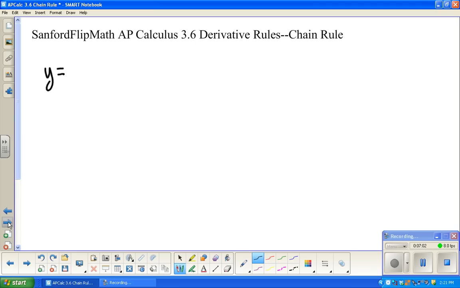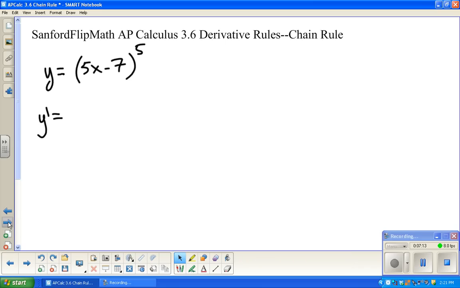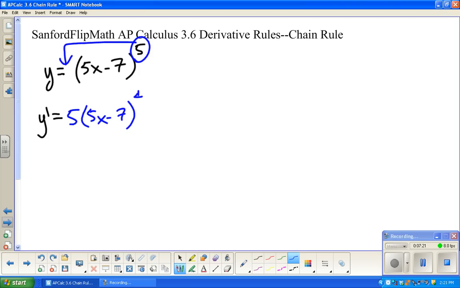So let's do 5x minus 7 to the 5th. So y prime, we're just going to do the power rule on the outside. So it's going to be 5 times 5x minus 7 to the 4th. Just like I normally do power rules, it's just we're used to this whole thing just being x. And then times the derivative of the inside, where the derivative of the inside is just 5. So this becomes 25 times 5x minus 7 to the 4th.